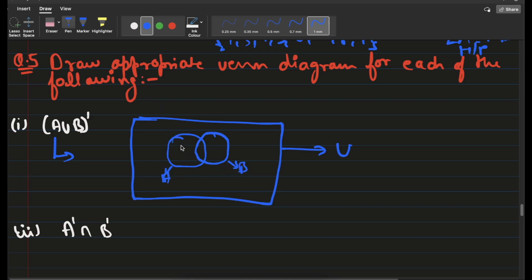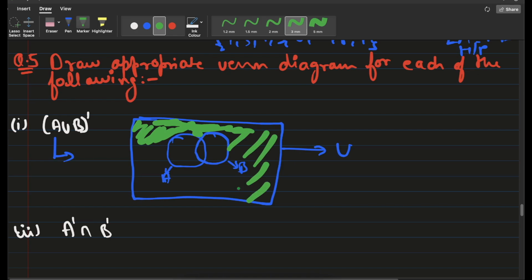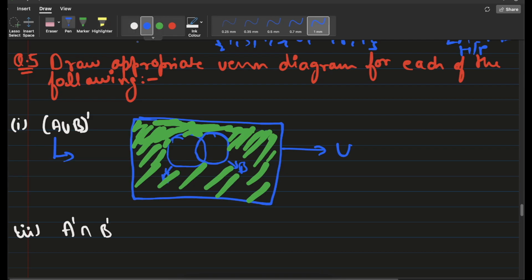What is union? Union covers all the elements of A and B. And if we complement it, what will we be left with? We will be left with this area. So we have to mark this area in the question paper, or you can just shade it with lines like this. This is none other than (A union B) complement. But remember, these lines should not go inside set A and set B, because we have done (A union B) complement.